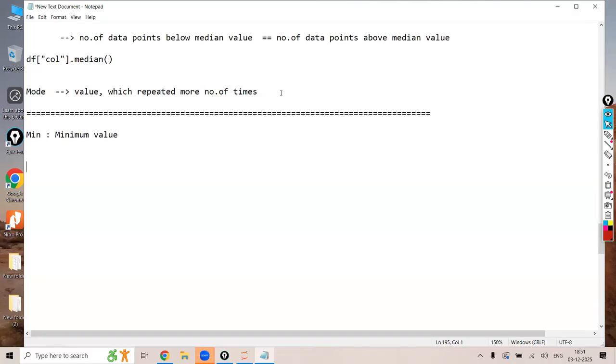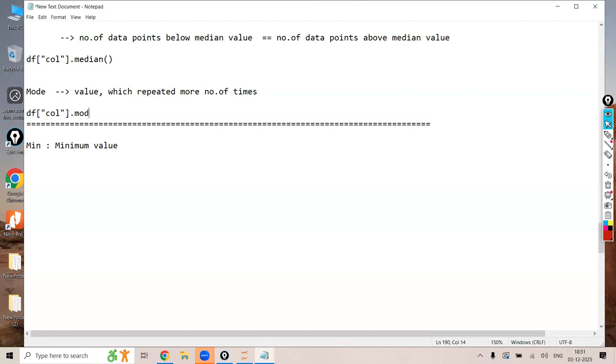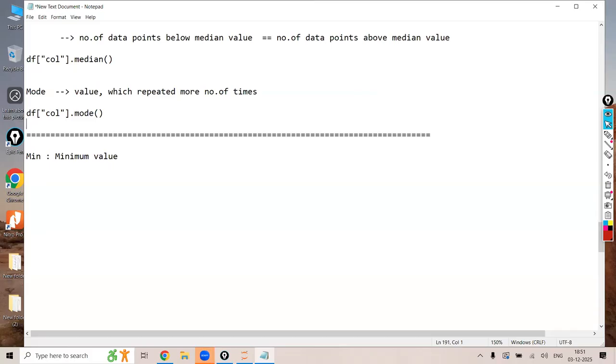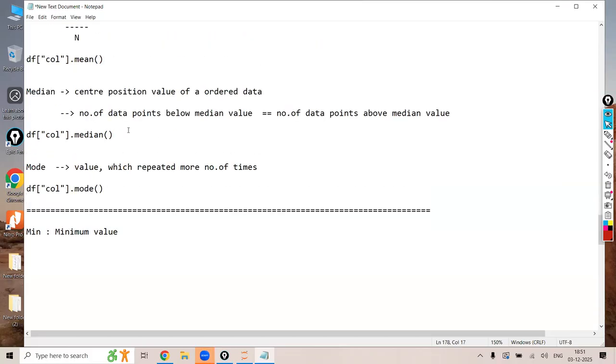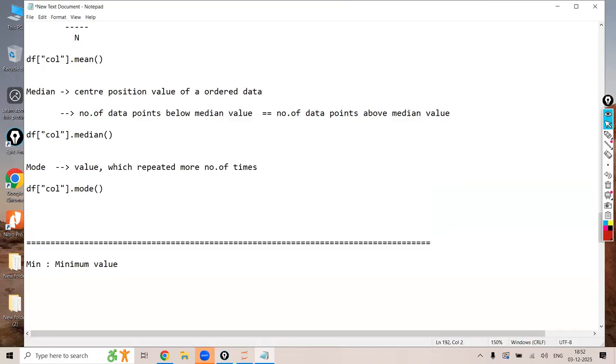How to calculate the mode? Similarly here also, df of whichever column you are selecting, for that particular column, dot mode. Dot mode will give you the mode value. Mean will be a single value only, median also will be a single value only, but mode can be multiple. So you will get the output as either a single value or multiple values.